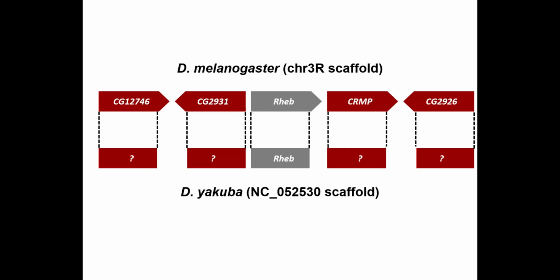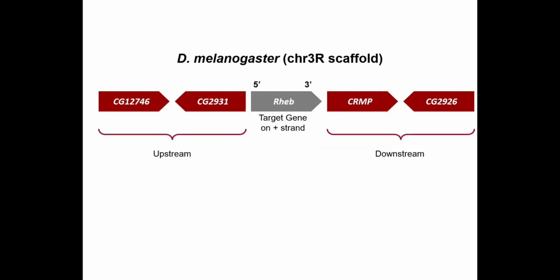Based on parsimony, the genes surrounding RAP in D. yakuba should be identical or very similar in sequence to the genes in the genomic neighborhood of RAP in D. melanogaster. Additionally, the neighboring genes should also match in orientation. For example, look at the direction of transcription of the neighboring genes, and this is called local synteny. In D. melanogaster, RAP is on the positive strand and CG2926 is on the negative strand. These two genes should also be on different strands in D. yakuba.